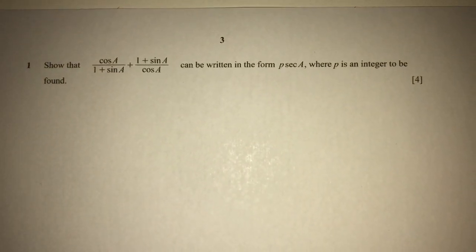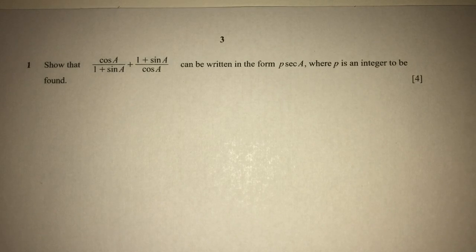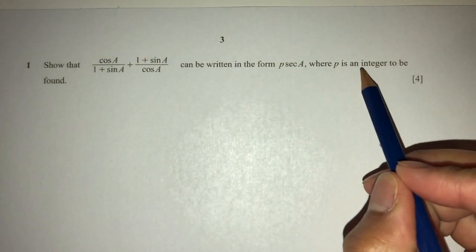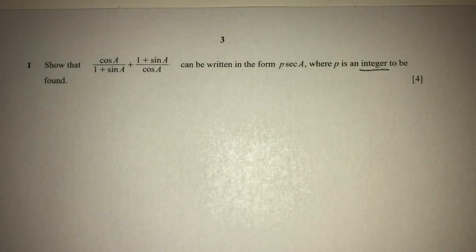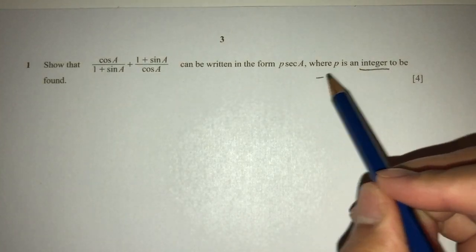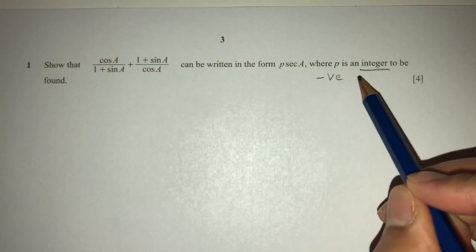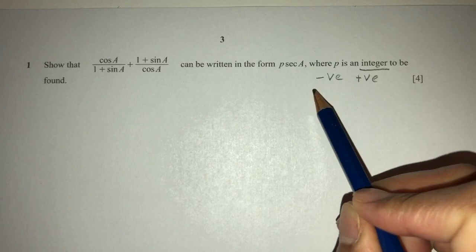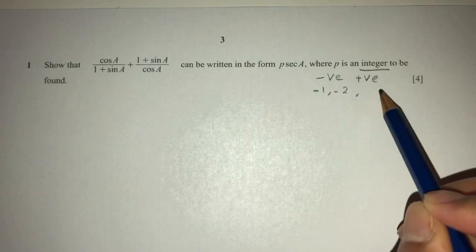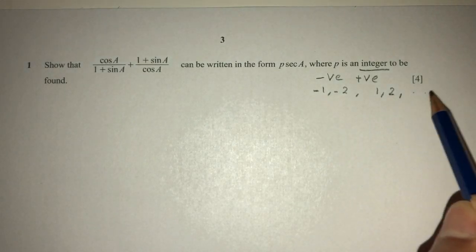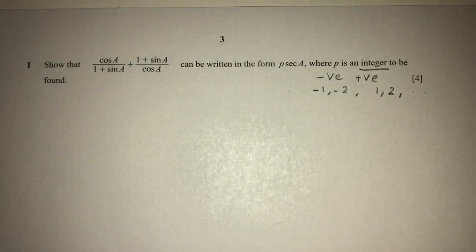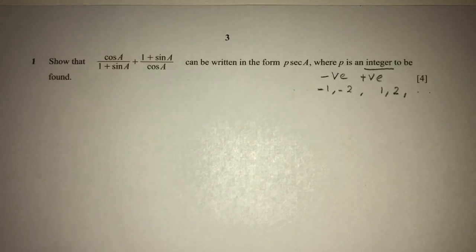So we have to show that this fraction can be written as p sec A, where p is an integer value. Now, first things first, what are integer values? They are whole numbers. Now, whole numbers can be negative or positive. For example, I can say -1, -2, or I can say 1, 2, keep going on and on. So those numbers are called integers. It just needs to be a whole value.